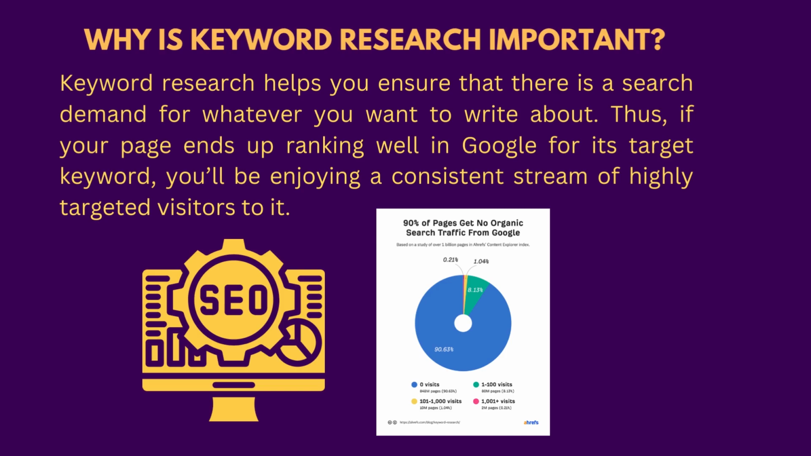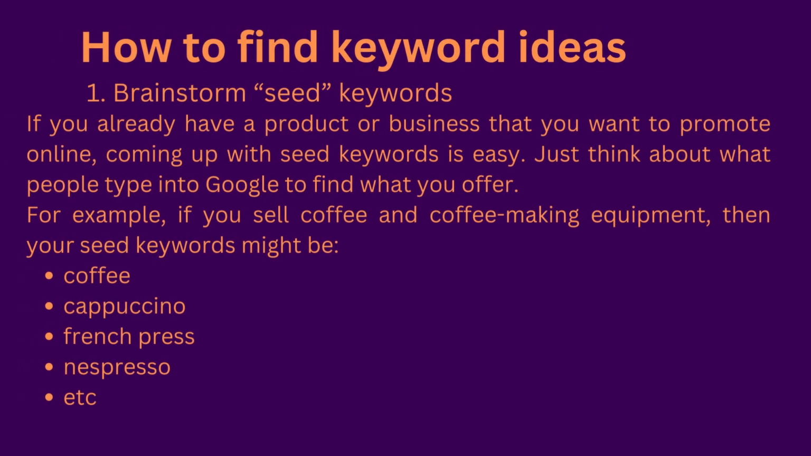If you already have a product or business that you want to promote online, coming up with seed keywords is easy. Just think about what people type into Google to find what you offer. For example, if you sell coffee and coffee-making equipment, then your seed keywords might be coffee, cappuccino, French press, Nespresso, etc. Note that seed keywords themselves won't necessarily be worth targeting with pages on your website.